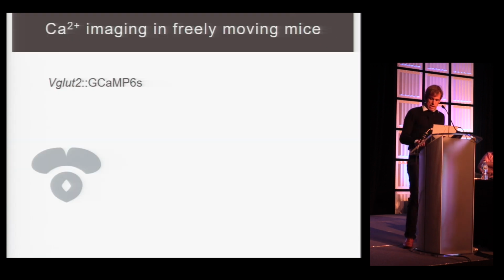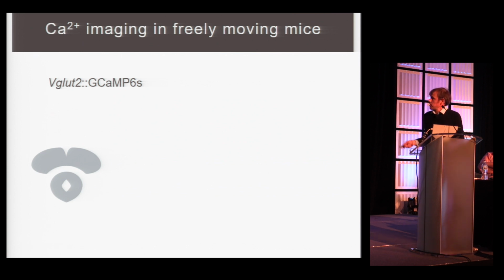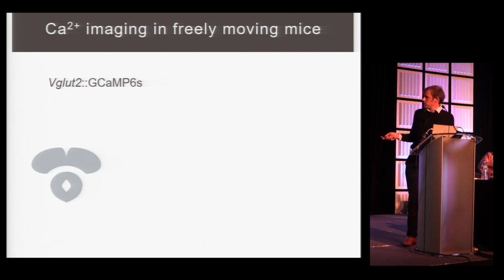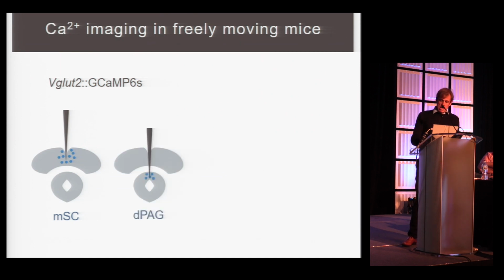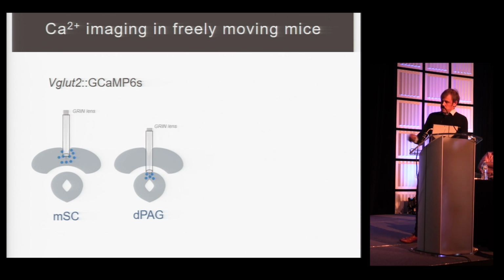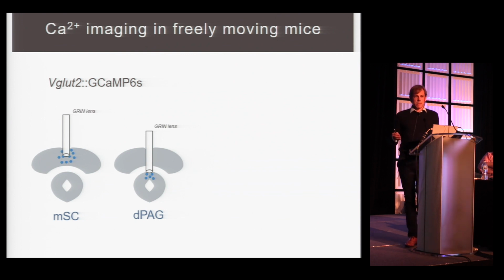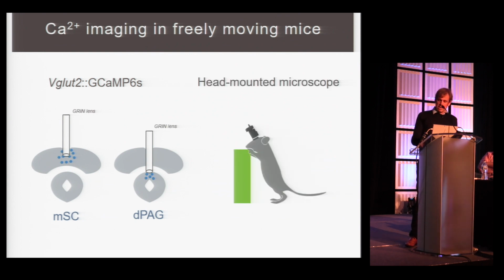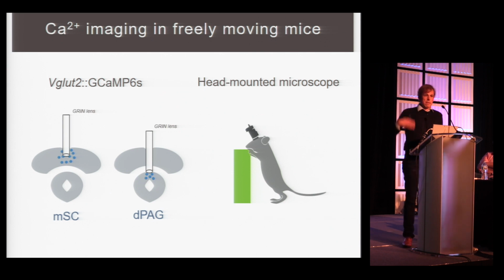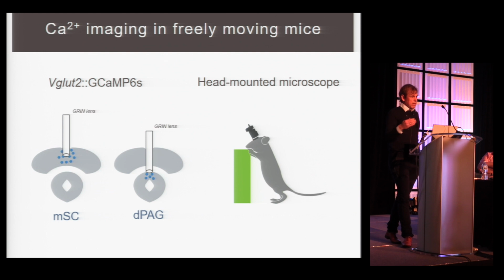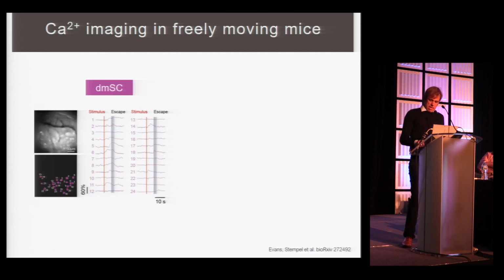In order to figure that out, we did calcium imaging in freely moving mice, expressing GCaMP6s in these excitatory cells in the deep SC or dorsal PAG. So we express the virus, and then we implant GRIN lenses to gain optical access to these relatively deep regions, and then on experiment day, we attach it to a head-mounted microscope and put animals in our defensive behavioral assay.